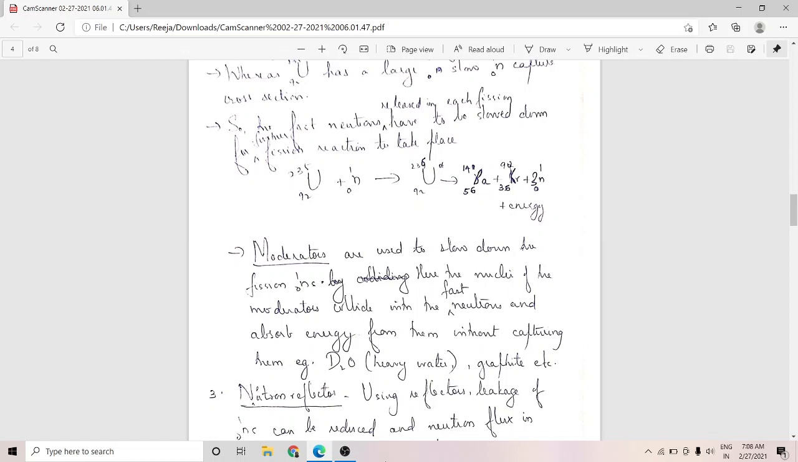Here, the nuclei of the moderator molecule or moderator atom collides with the fast neutrons and absorbs the energy from them without capturing them. They just absorb their energy without capturing them so that the fast neutrons get slowed down.